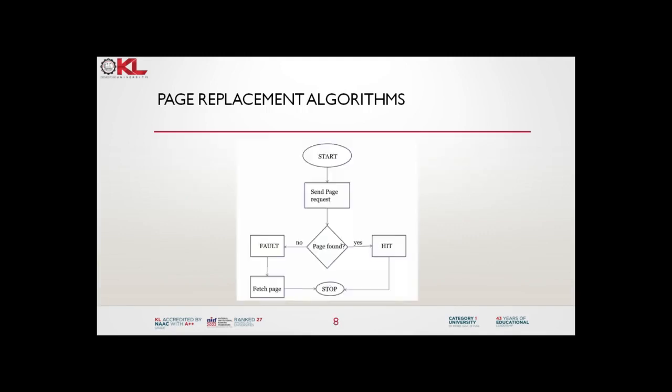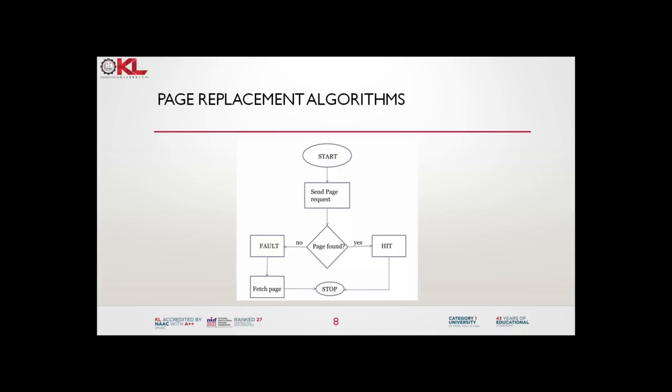So if you see this algorithm, for example, you want to start the process, send a page request. When the page request is sent to the main memory, first of all it will check whether the concerned page which is looking forward to enter into the main memory is already available in the main memory frames or not. If it is already available, we consider it as a hit. We call it a hit.